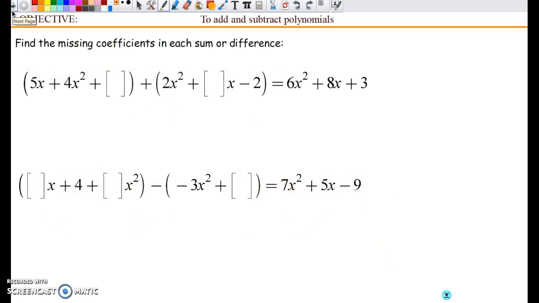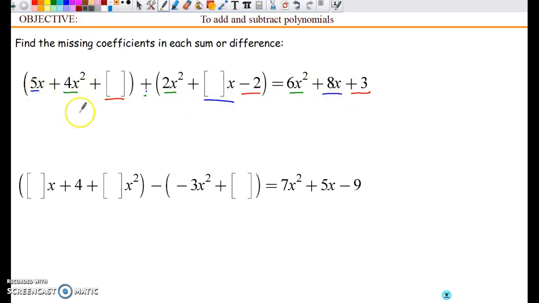Now, in this slide, this is like the end of the first video I didn't quite have time for, so I want to go over this in more detail. In order to do these problems, you basically want to know what terms we have to combine together to get the final product. So first, if I look at this 5x is being added to something else with an x in it right over here. And my answer has 8x in it. My 4x squared is being added to the 2x squared, and I get 6x squared. That one's already done for me. And finally, this blank spot is added to this -2 to get the positive 3, excuse me.